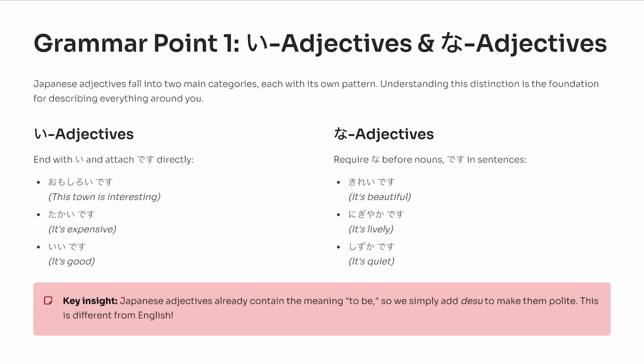One important thing to remember is that Japanese adjectives already contain the meaning of to be. That's why we don't need an extra verb like is or are. We simply add です to make the expression polite. Learning the difference between I adjectives and na adjectives is the foundation for describing people, places, food, and many other things in Japanese.